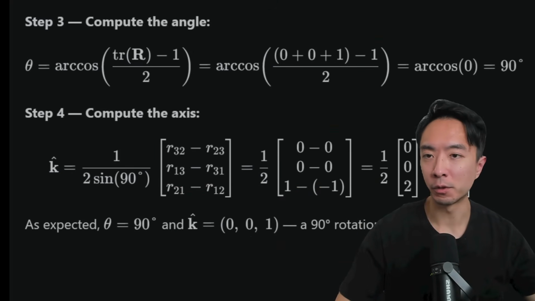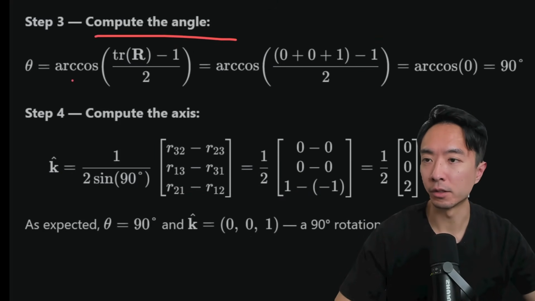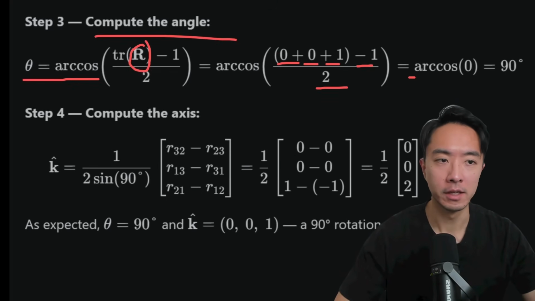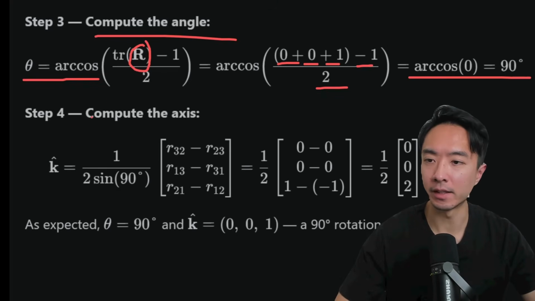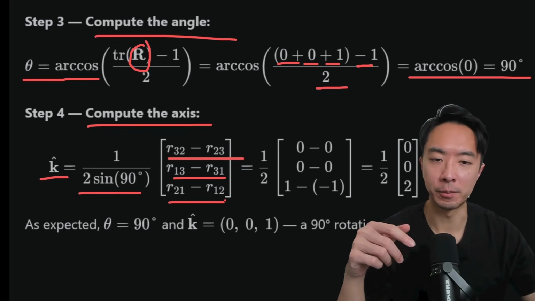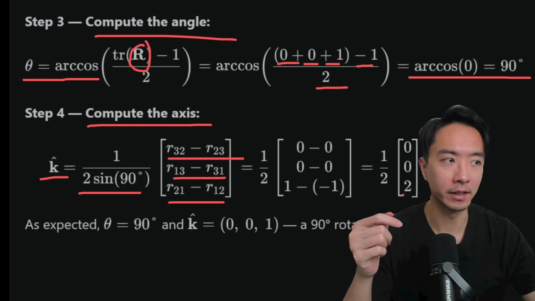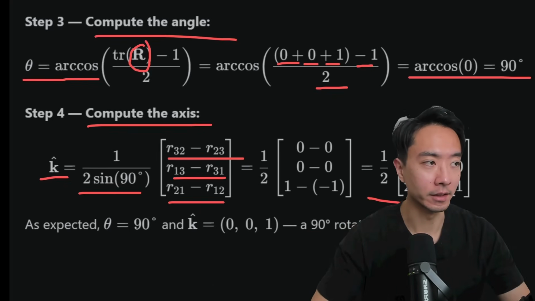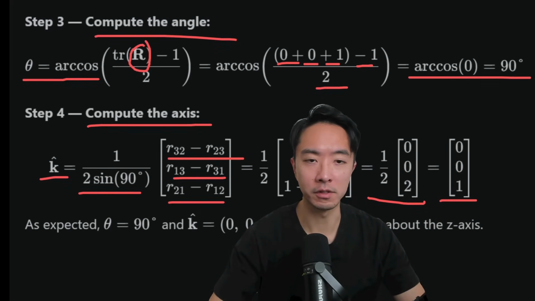So now that we have the matrix, we could compute the angle. We have theta equals arc cosine, and we just plug in the R here. We have the trace, which is 0 plus 1, subtract 1, divide by 2. So arc cosine of 0 is 90. And then the next step, we want to compute the axis. The k-axis we could get from 1 divided by 2 sine of 90 degrees. And then we plug in the 3 components from our rotation matrix, plug it all in, and then we have 1/2 times 0, 0, 2. And this is going to give us, finally here, 0, 0, 1.